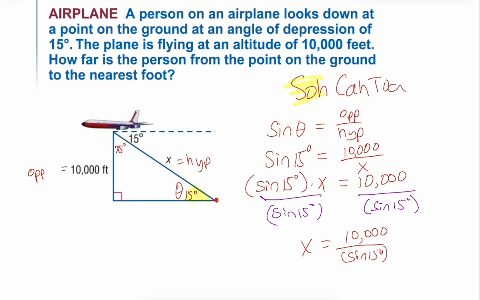So if we put 10,000 divided by the sine of 15, since we are looking for our hypotenuse, we should expect to get a number that's bigger than 10,000. So always just keep that in the back of your mind. Our final answer in feet is 38,637 feet. And that's to the nearest foot. The tenths place was a 0, so it didn't round up.